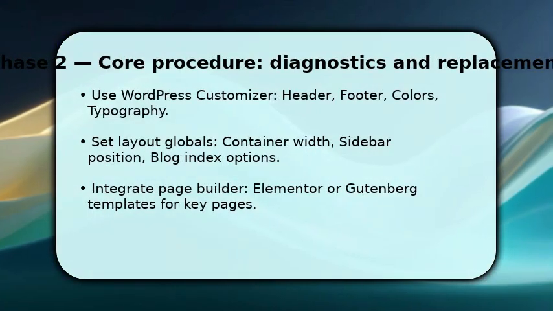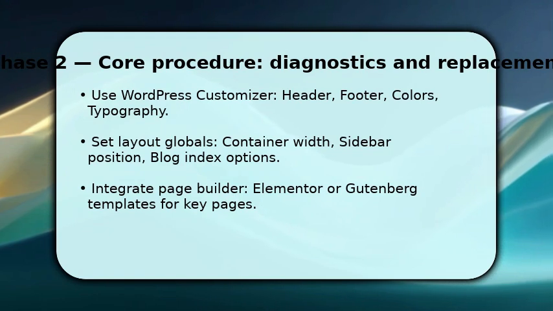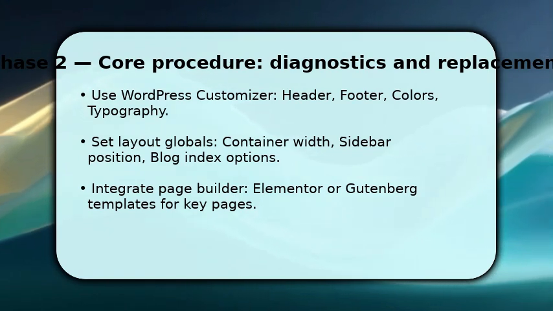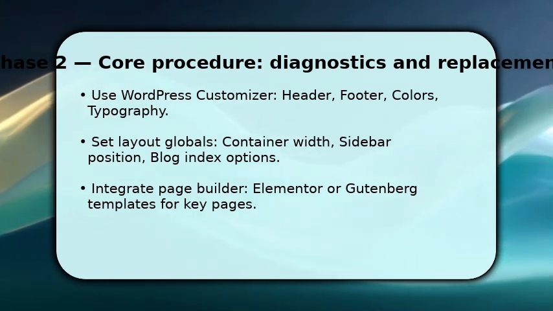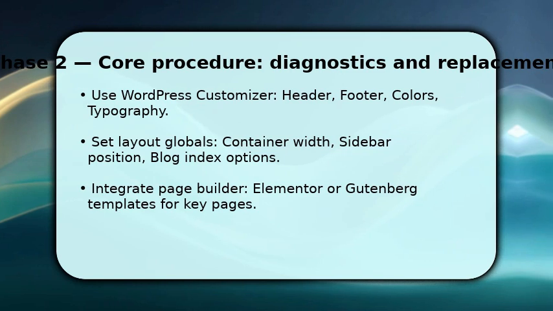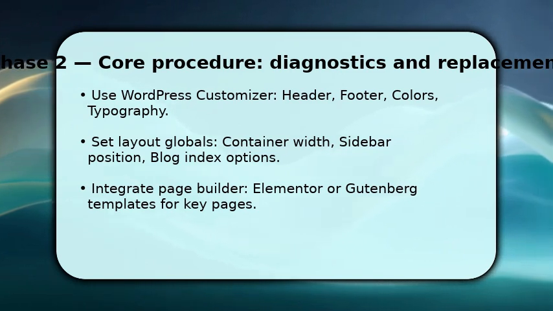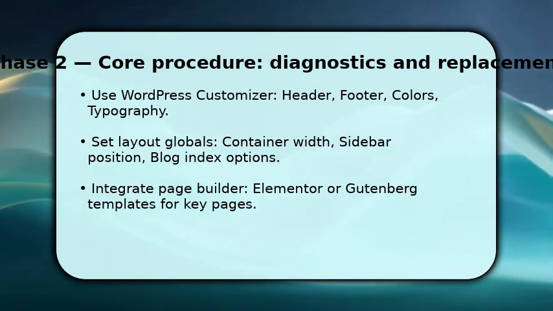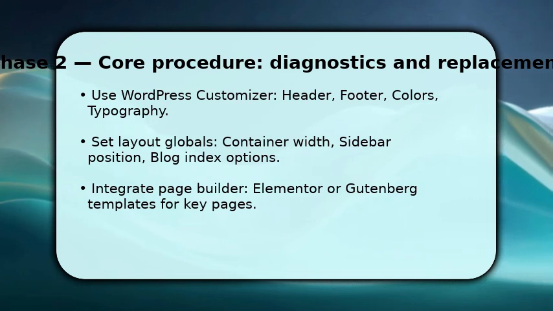Now focus on structure. Open the customizer and configure header layout, footer widgets, colors, and typography because visual consistency reduces redesign later. Adjust global layout settings, container width, sidebar placement, and set blog index options for post excerpts and meta.